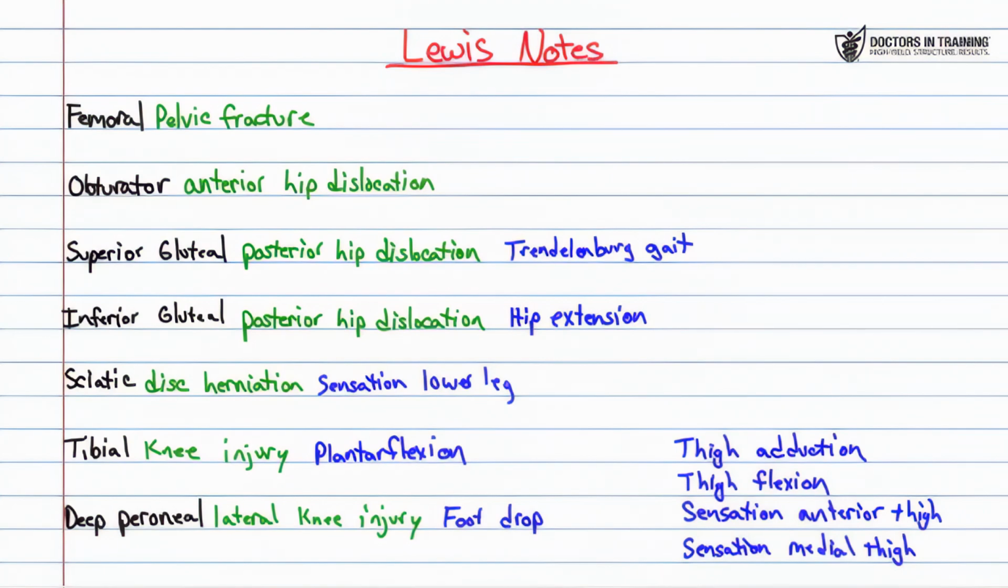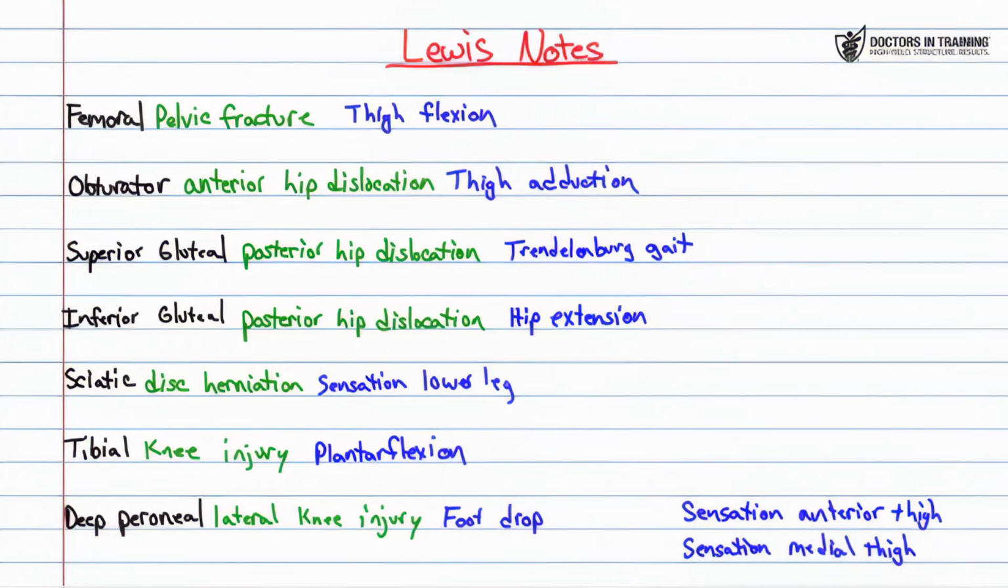Thigh adduction, so that's the adduction, that's going to be over here with your obturator nerve. We're going to put that there. Thigh flexion is going to be right above that, so femoral and obturator work side by side.